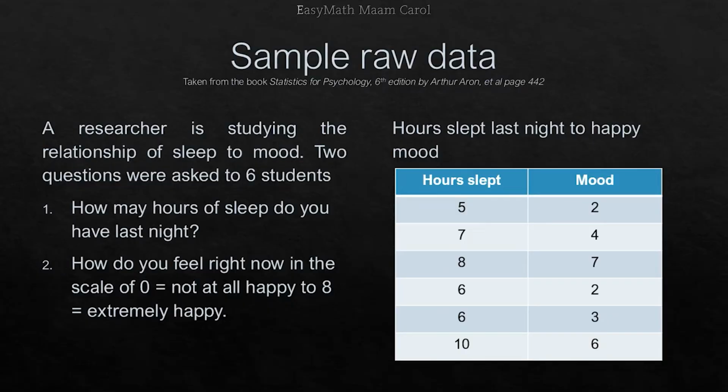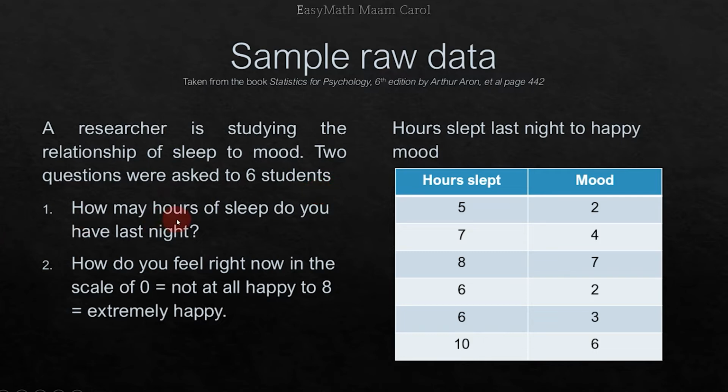To illustrate further yung correlation analysis, we have here a sample data taken from the book Statistics for Psychology, 6th edition by Arthur Aron. Sabi dito, a researcher is studying the relationship of sleep sa mood the next day. So, 2 questions were asked to 6 students. 6 students lang yung inanalyze or inilagay dito kasi this is just a simple illustration of correlation analysis. So, this is not like thesis wherein kailangan ng 300 plus to 400 na sample size. So, ano lang to, for illustration purposes. So, ito yung question.